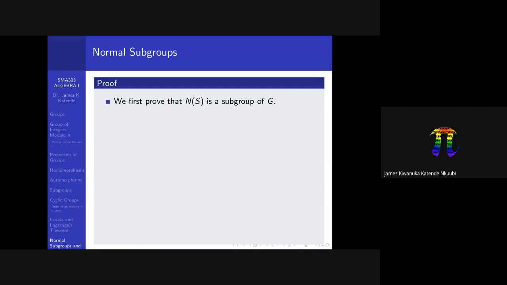Let's first prove that the normalizer of S is a subgroup of G. So to prove that it's a subgroup, first of all, you confirm that it is not empty, because the identity element will always be in this set. I think that's easy for you to check. The identity element must be in this set. And that means we are dealing with a non-empty set.